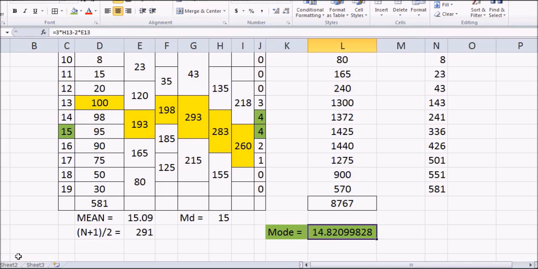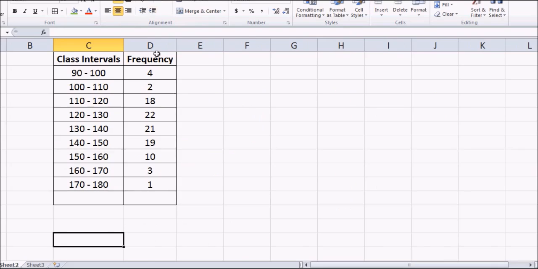Let's practice a question now based on the same concept. Here we have, and this time we have class intervals, with frequency given here. Pause me for a while as usual and try to do it yourself.